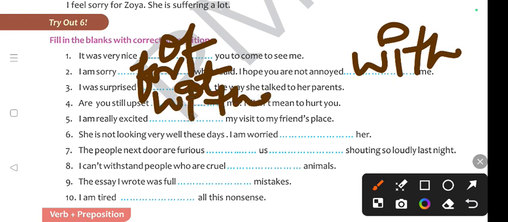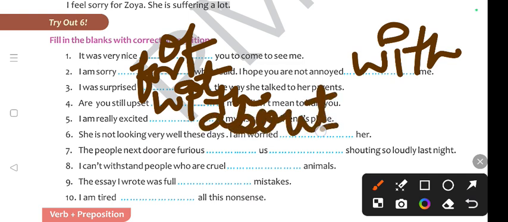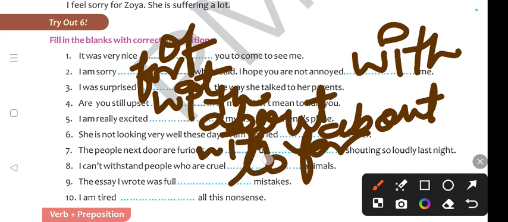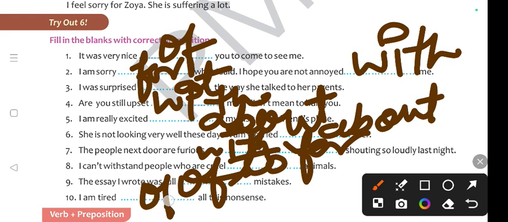I'm really excited about my visit. She's not looking very well these days. I'm worried about her. Next, the people next door are furious with us for shouting so loudly. I cannot withstand people who are cruel to animals. The essay I wrote was full of mistakes. I'm tired of all this nonsense. So this you can fill.